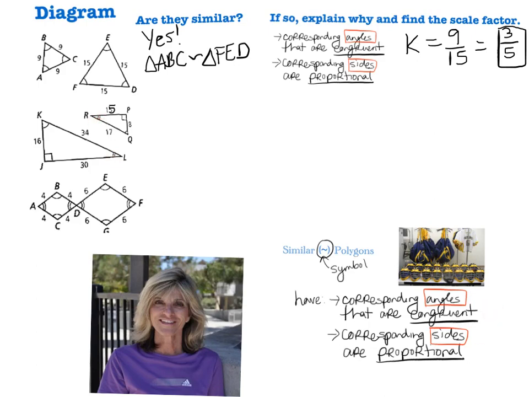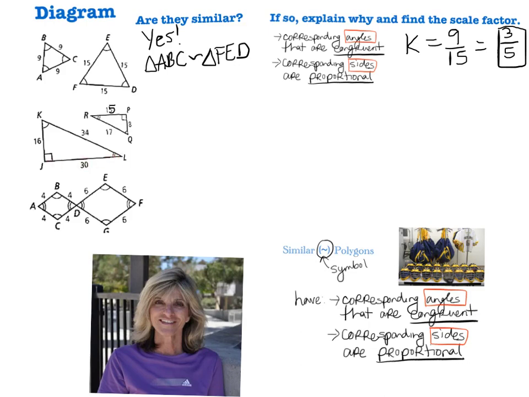Now, are the sides proportional? The height of the triangle is 16. The height of this triangle is 8. So 16/8. How much less is 8 than 16? It's half. The hypotenuse of this right triangle is 34. The hypotenuse of the smaller one is 17. 34 in relationship to 17, 17/34 is a half again.